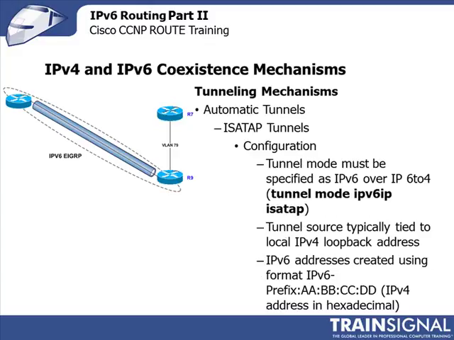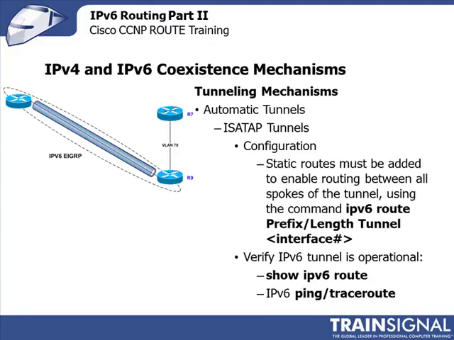Configuring it, obviously: tunnel mode ipv6ip isatap, tunnel source loopback, whatever the local loopback is, and then creating the IPv6 address using the format that we talked about. Again, you can use Excel to make this easier for you.